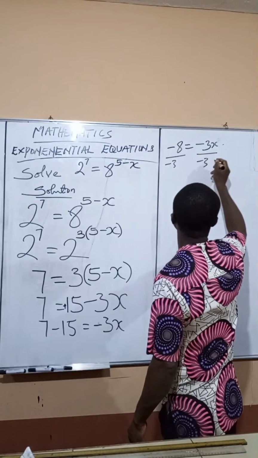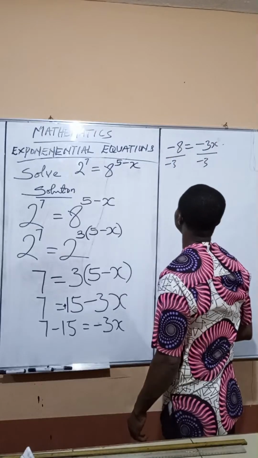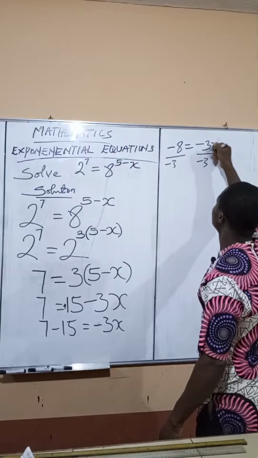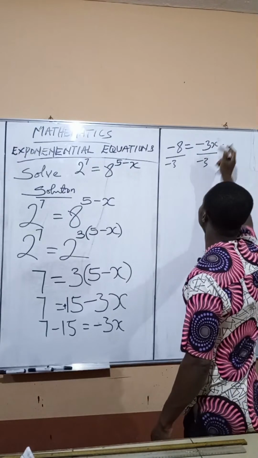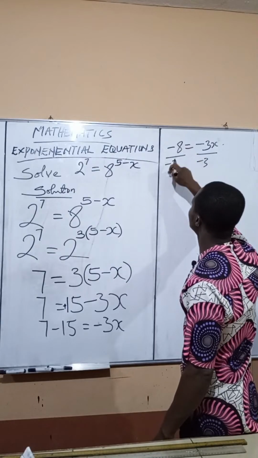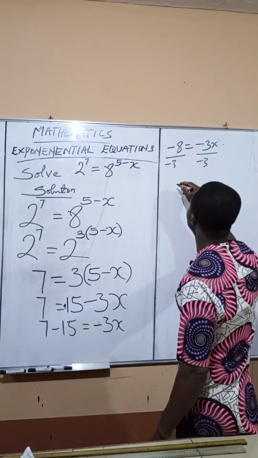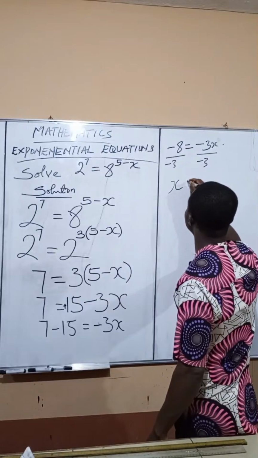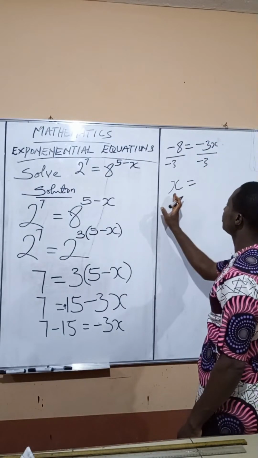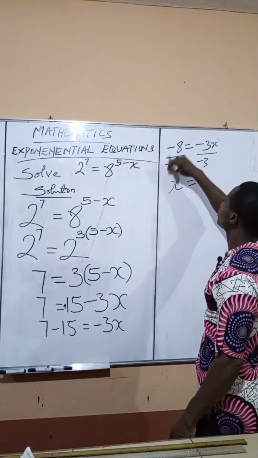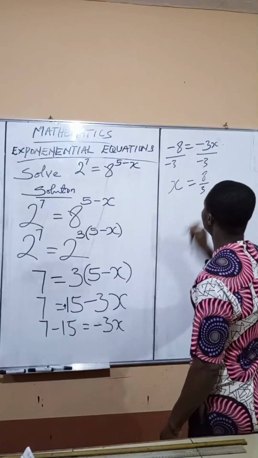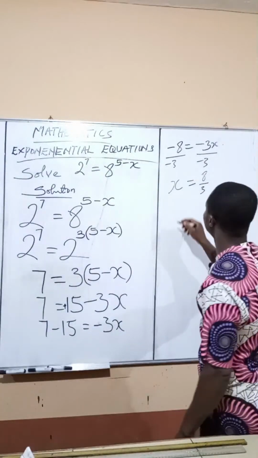Divide by minus 3 on each side. So the minus 3 will cancel minus 3, leaving us with x. Minus 8 is minus 8, so minus cancels minus. Which means we are now going to arrive at x equals, since we are left with only x here, just bring the x here. Minus cancels minus, so we are now left with 8 divided by 3. That's what we are left with here.